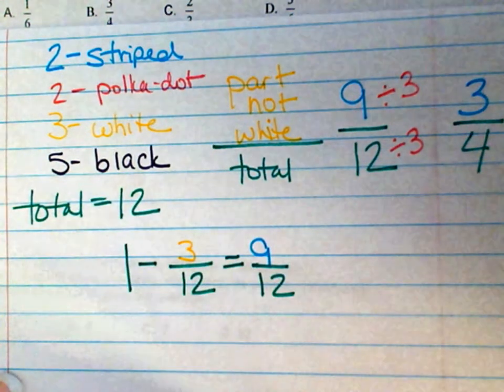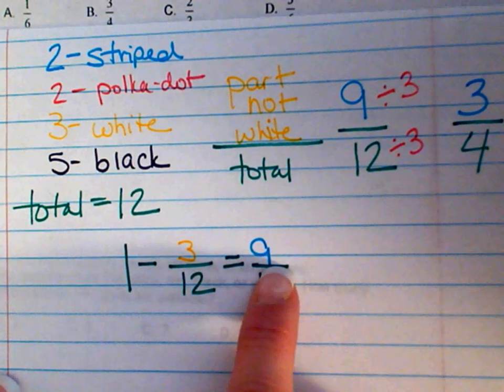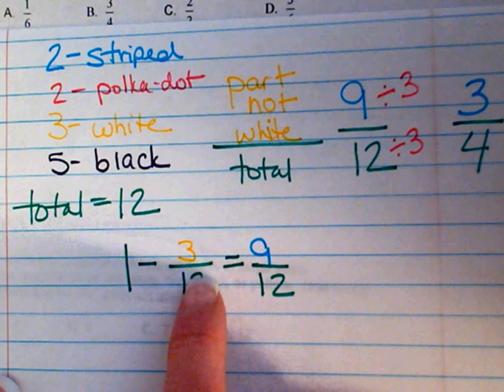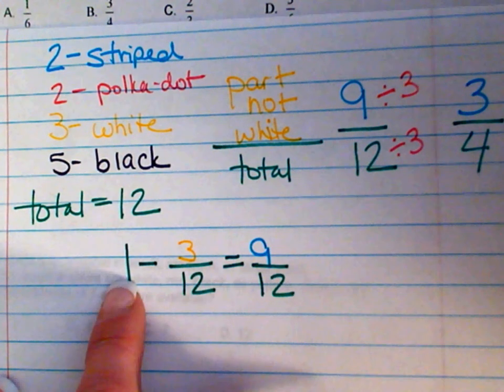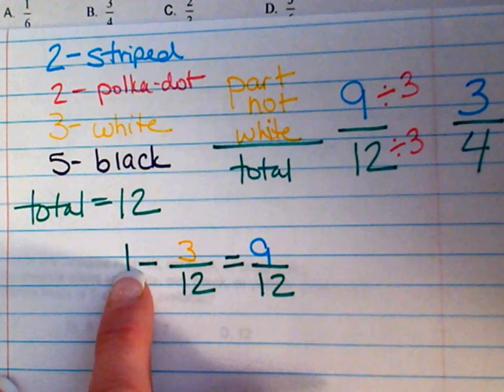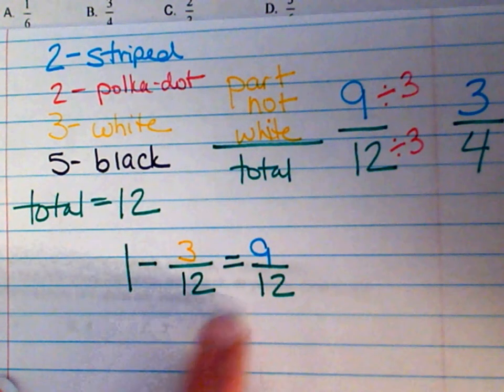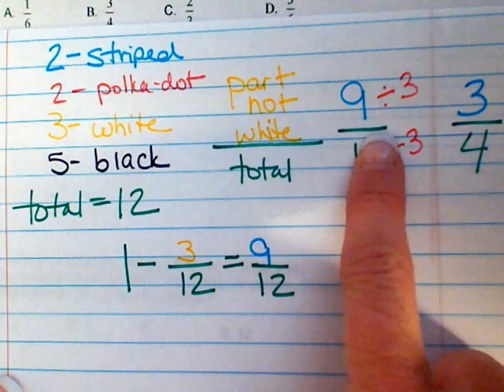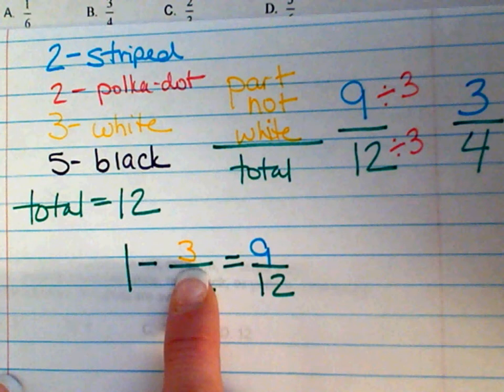I can check that because if I reverse it and add, 9 plus 3 gives me 12. Well, I know 12/12 is the same as one whole, so these two added up should equal 1. That is how the equation would be written to find part not white using the part that is white.